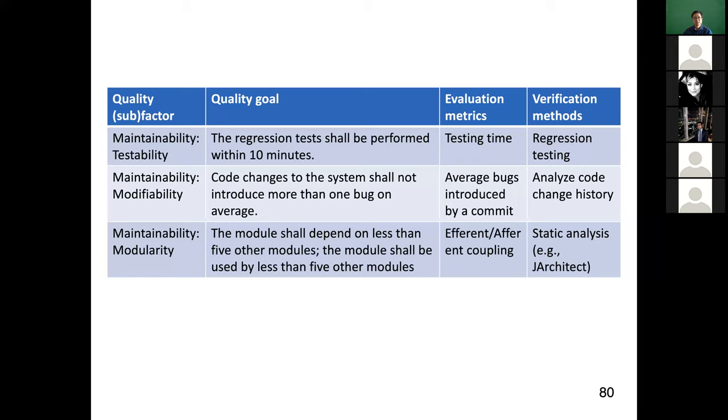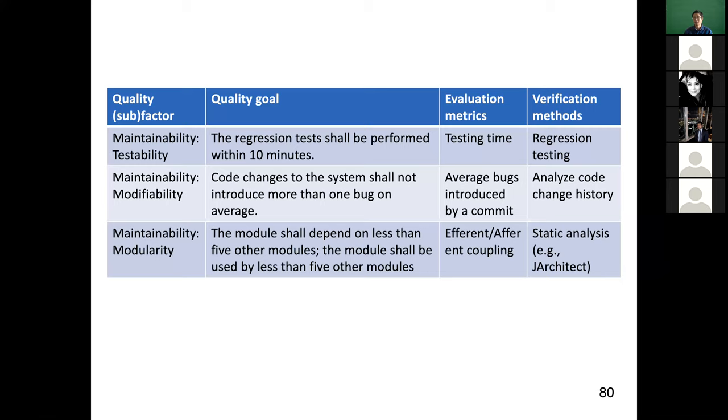For example, we define one quality goal as the module shall depend on less than five other modules. The module shall be used by less than five other modules, right? Now two standard metrics. One is efferent coupling, which is the number of other modules this module depends on. Another one is afferent coupling, which is the number of modules that depend on this current module.